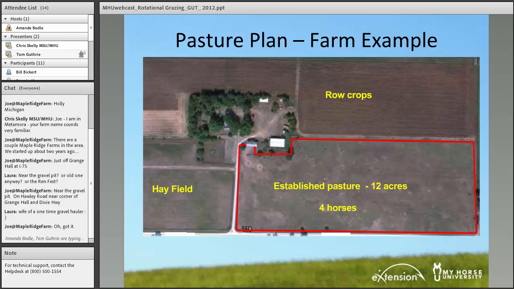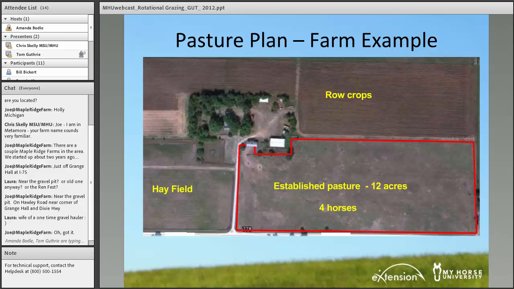So let's take a look at a farm that is considering implementing a rotational grazing system. As you can see here, I have identified this established pasture. It's 12 acres. There are 4 horses that are housed on this pasture. The red line essentially outlines the pasture. The red line signifies the perimeter fence of the property. The horses are stocked at 3 acres per horse. This respective pasture is on a very sandy soil, and therefore the stocking density is adjusted to compensate for that.